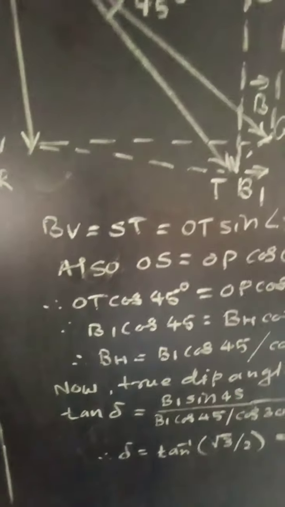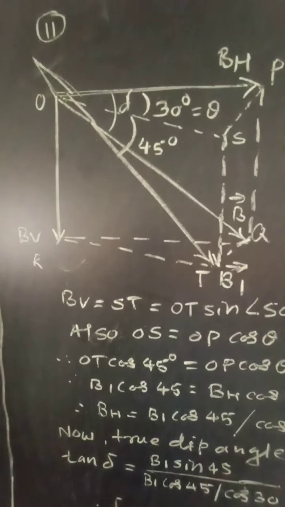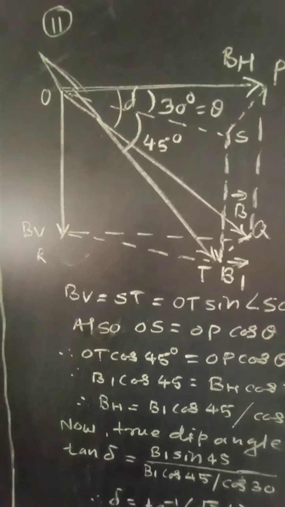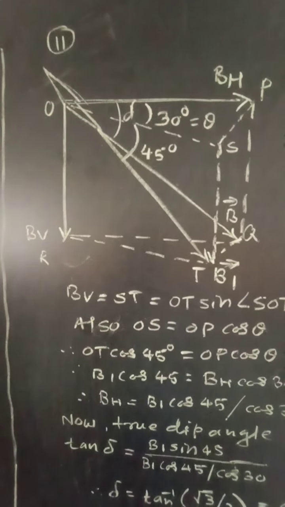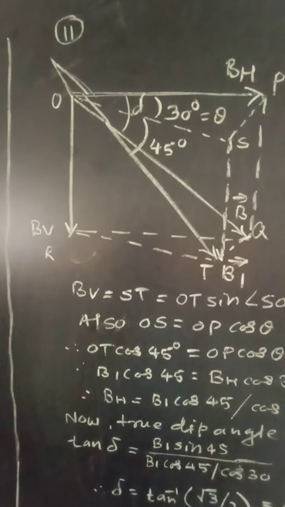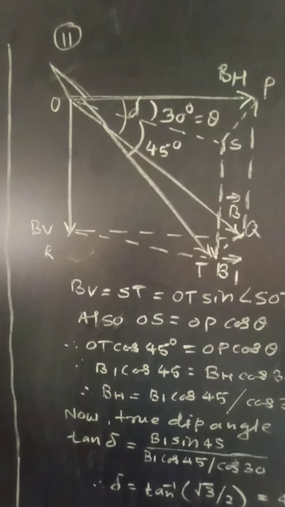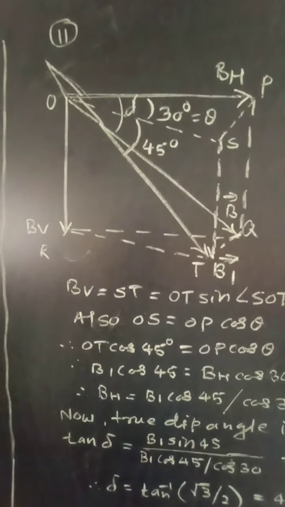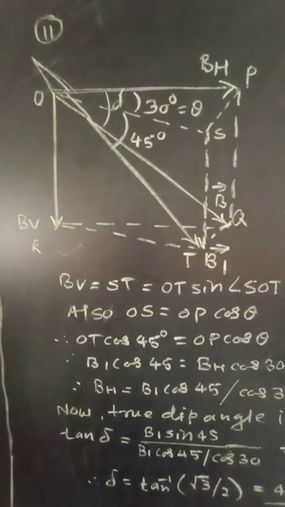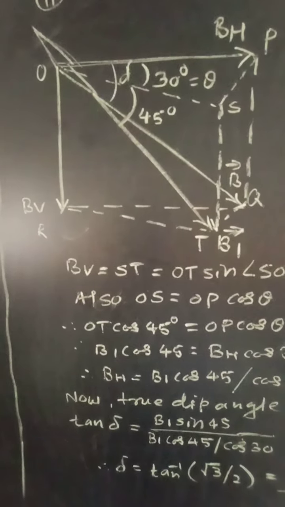Then let us go for numerical number 2, which is given as: a magnet making an angle of 45 degree with the horizontal lies in a plane which makes an angle of 30 degree with the magnetic meridian. Then find the true value of dip angle at that place. So we have to find out the true value of angle of dip, that is delta.